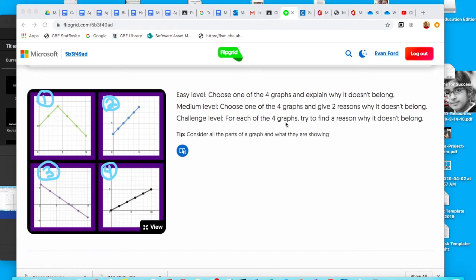And so you can see that any of these graphs, in fact, may not belong. And if we look hard enough, we can find multiple reasons, either the ones I listed or other reasons, why any of these graphs may not belong.